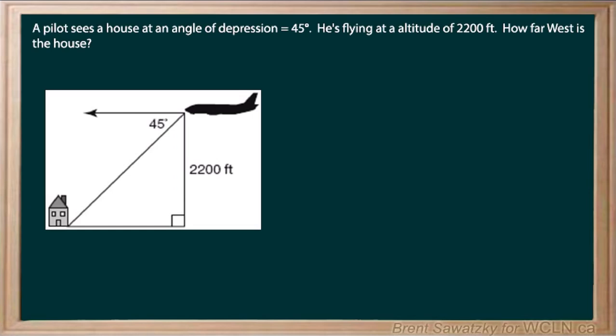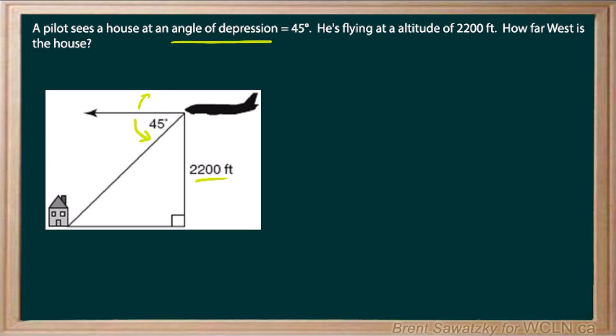In this case, we have a pilot flying along horizontally, altitude 2,200 feet, and maybe sees his house on the ground there. And so looking down, we use the phrase angle of depression. And remember that when looking straight ahead, in this case the pilot looking straight ahead horizontally, if they went up, it would be an angle of elevation. If they go down, like in this case, it would be an angle of depression.